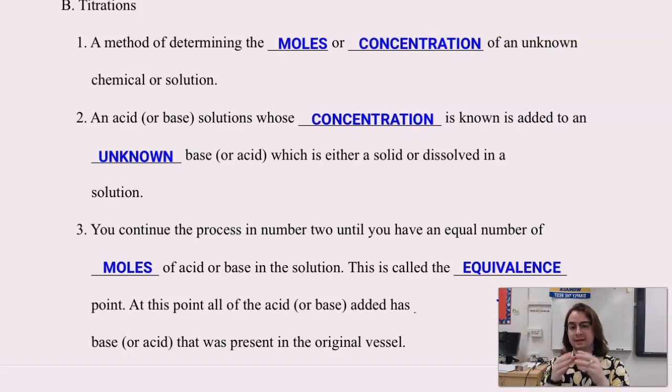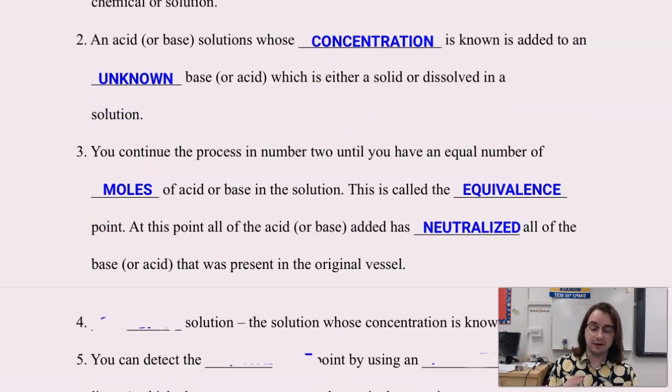So once they reach a point where the number of moles are equal, this is what we call an equivalence point. At this point, all of the acid has neutralized all of the base, or all of the base has neutralized all of the acid. So at that point, moles of acid equal moles of base at the equivalence point. It's really important to remember that. Moles of acid equal moles of base at the equivalence point.